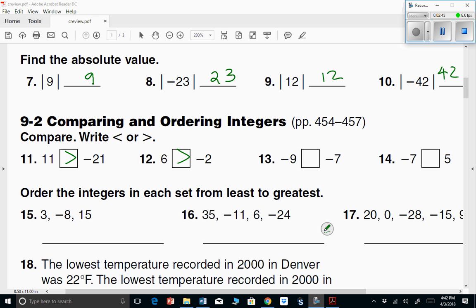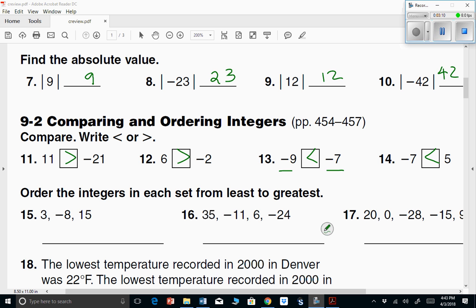Now, here's where we run into trouble. Negative 9 and negative 7. If you look at them on the number line, negative 9 is to the left of negative 7. So negative 9 is actually less than negative 7. Again, we have a positive and a negative. The negative is always going to be less than the positive.